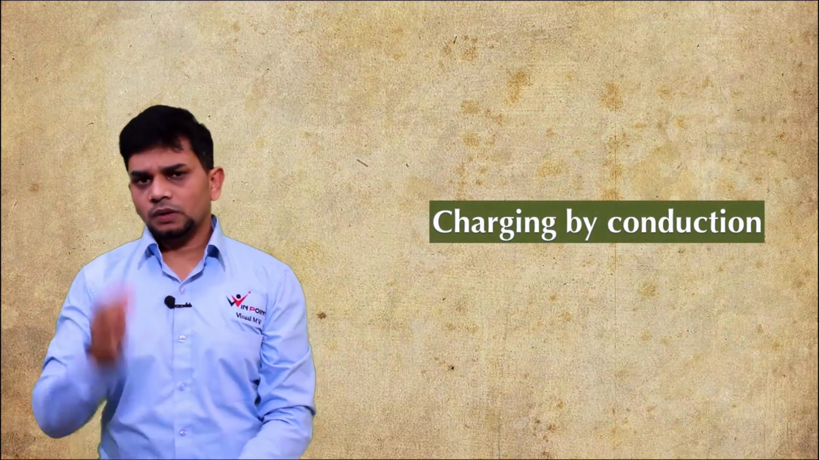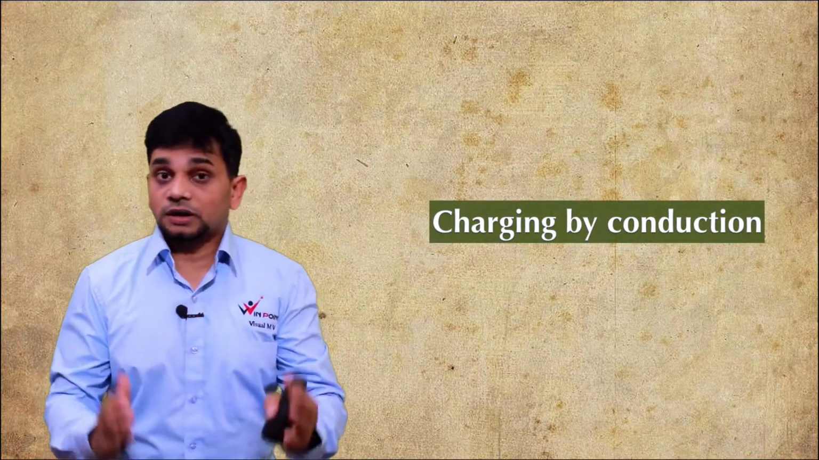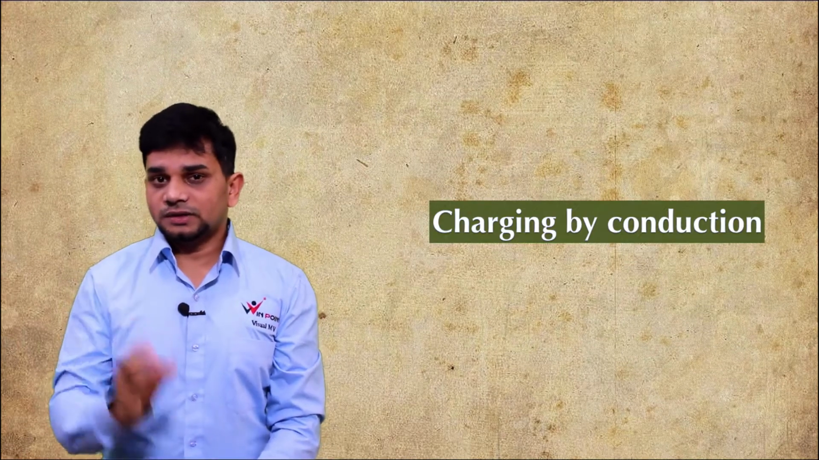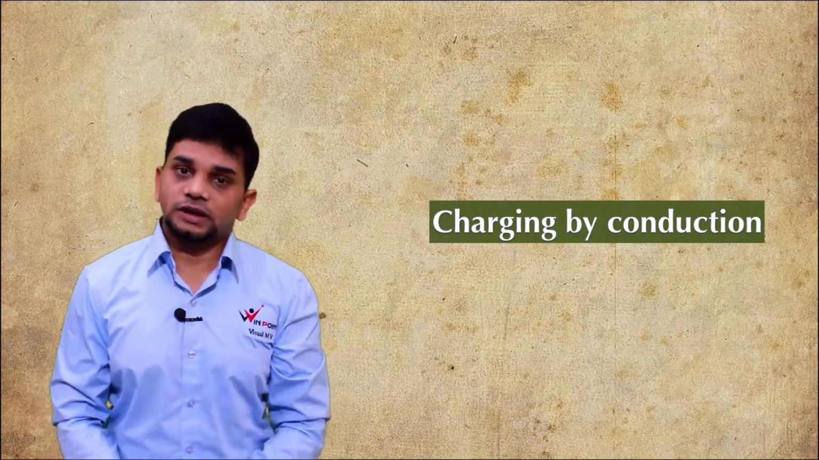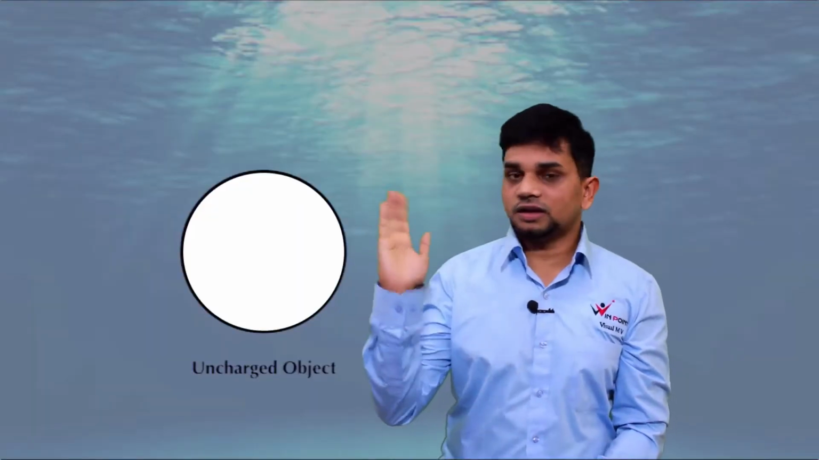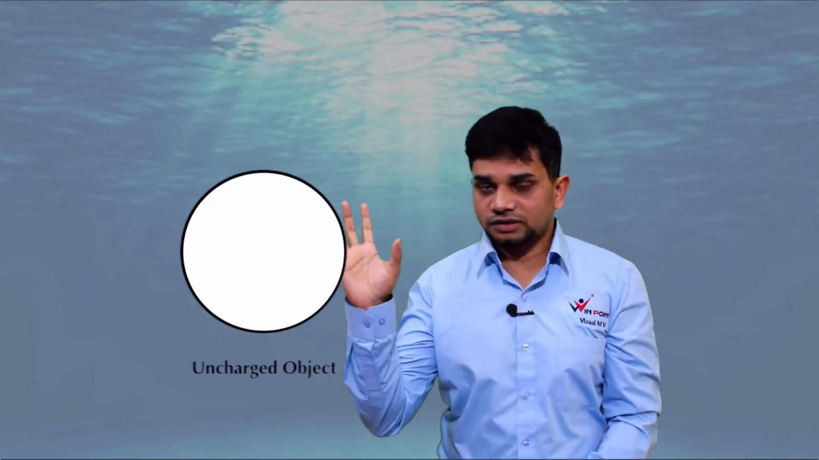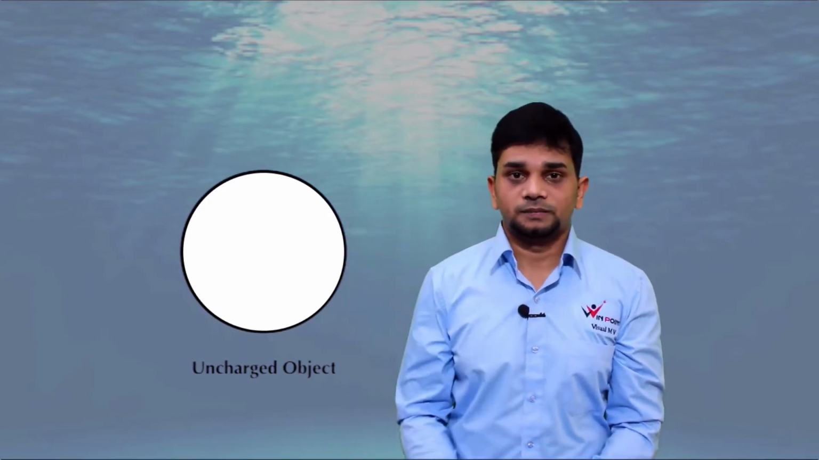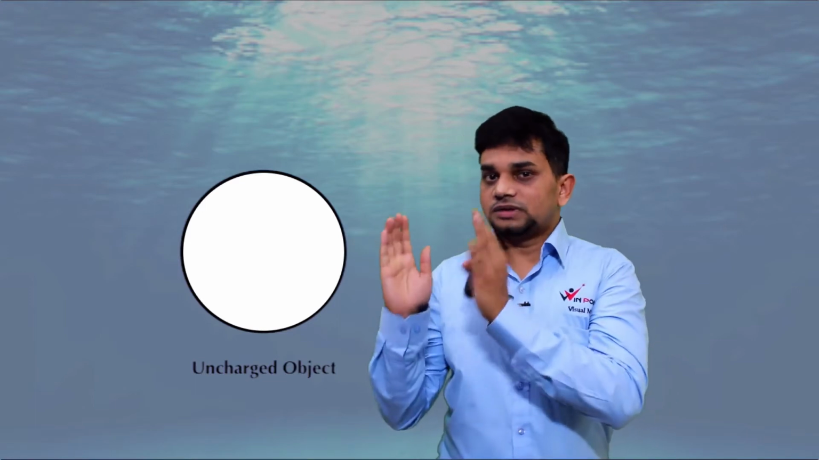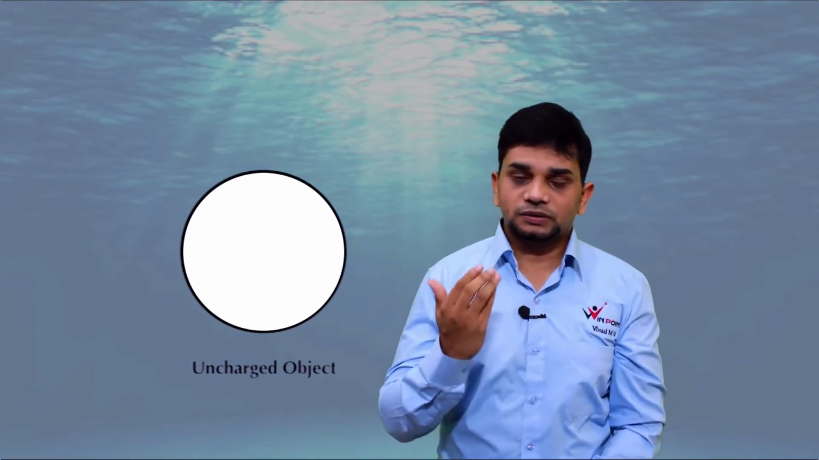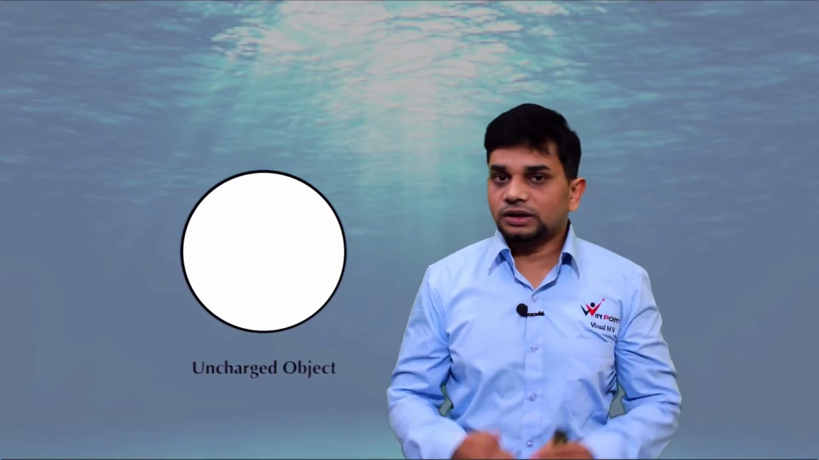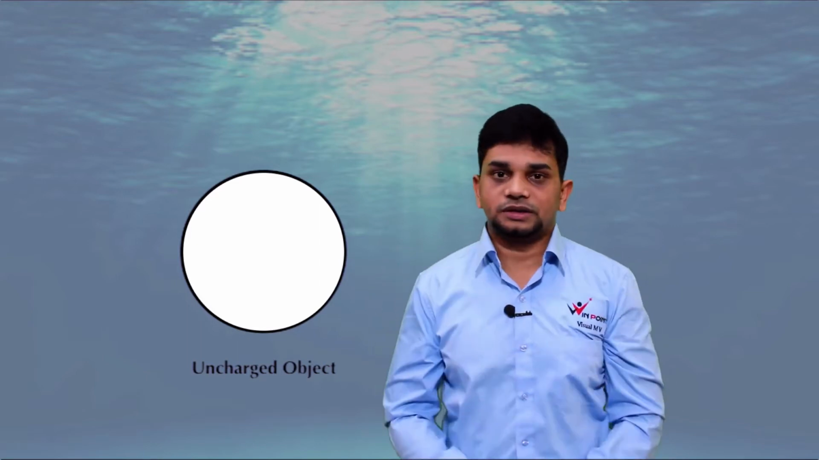First we can discuss charging by conduction. What do you mean by conduction? What is a conductor? A conductor is a substance which can allow the passage of electricity. Here we have an uncharged object. The charge of this object is 0. So we are going to charge it. The method we are going to use here is conduction.